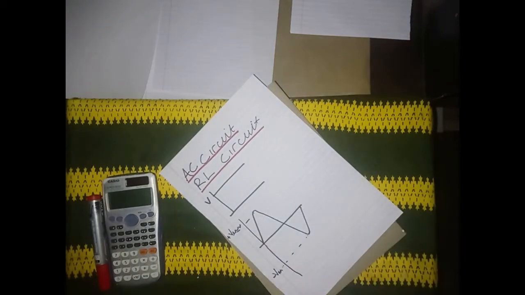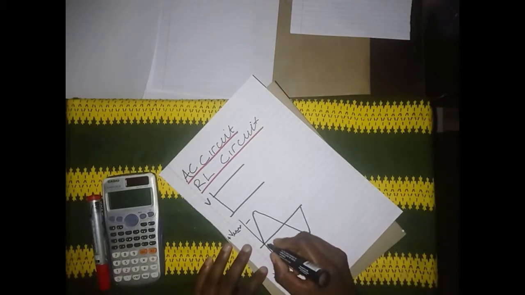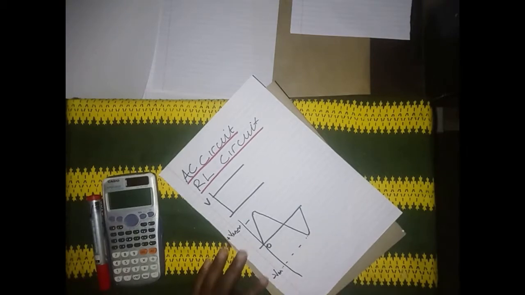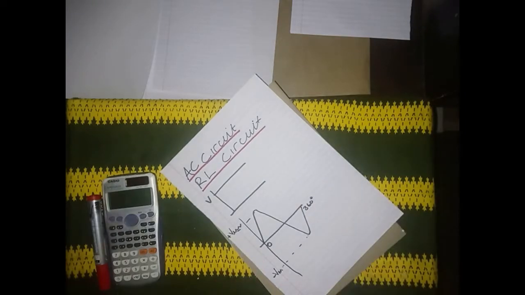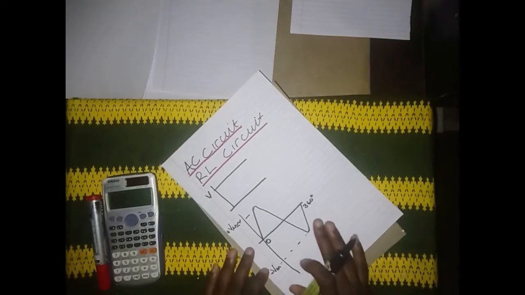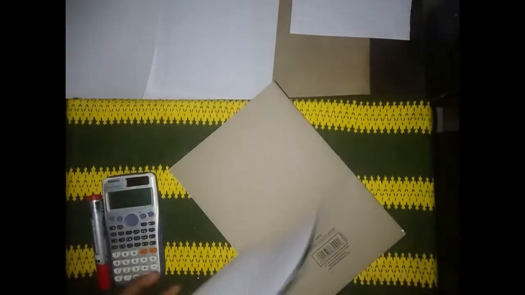So alternating current is generated in an angle which is from 0 to 360 degrees. One cycle is from 0 to 360 degrees. This is going to play a very important role when we are talking about capacitive and inductive reactance. So now let's quickly get into business.